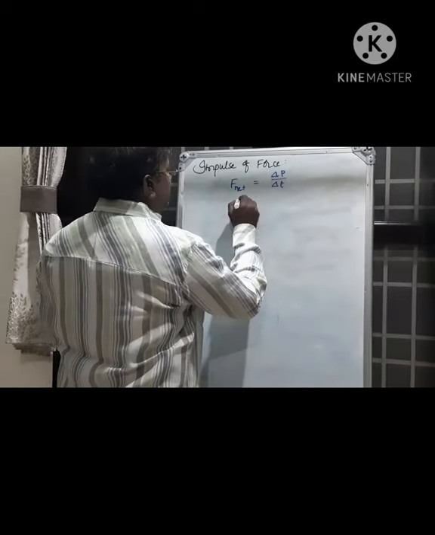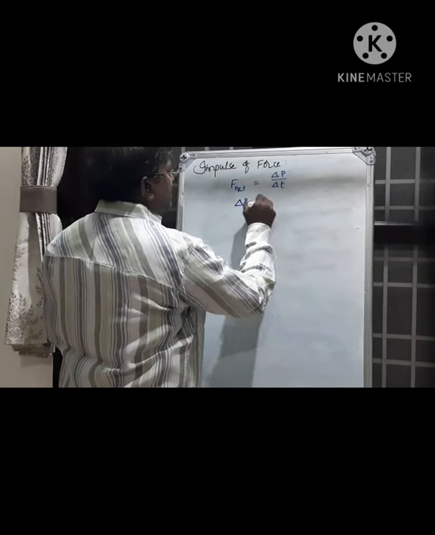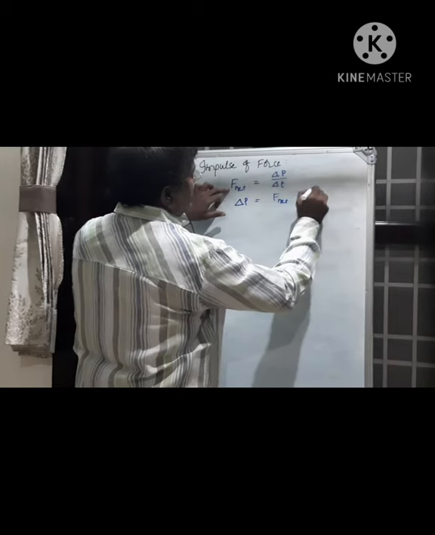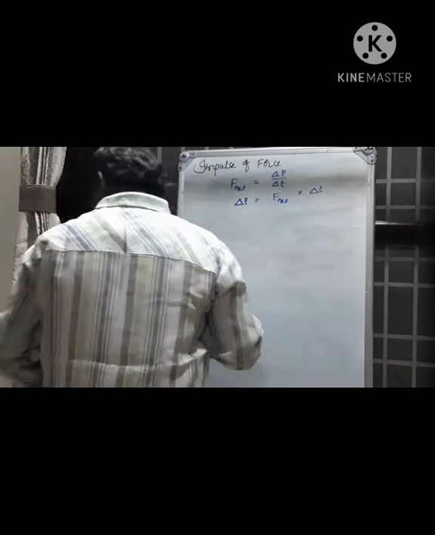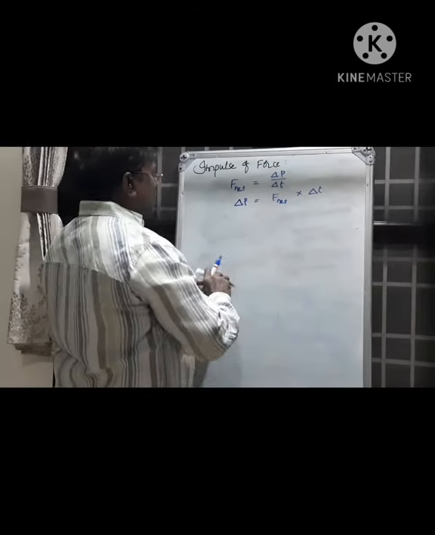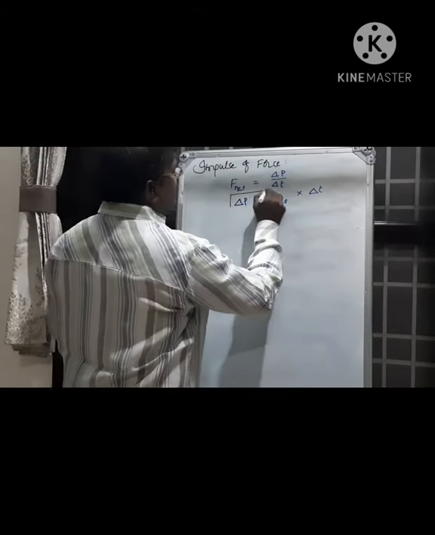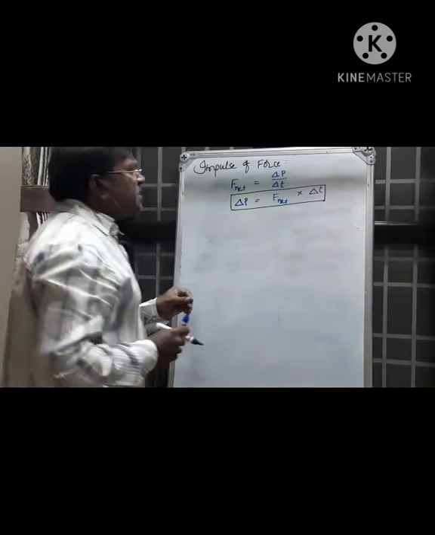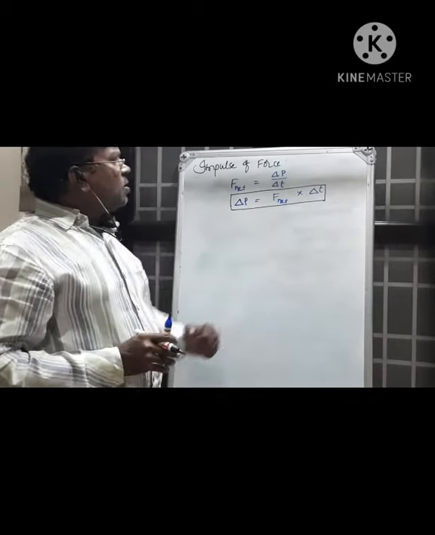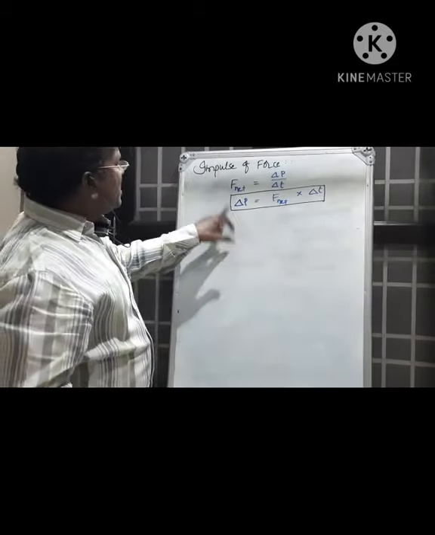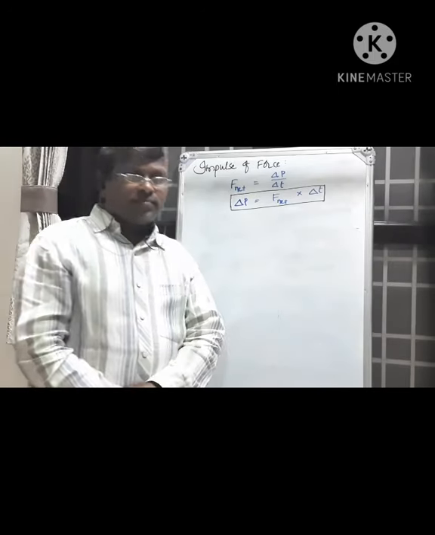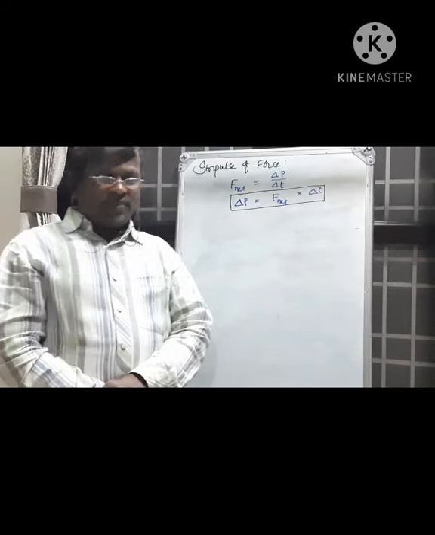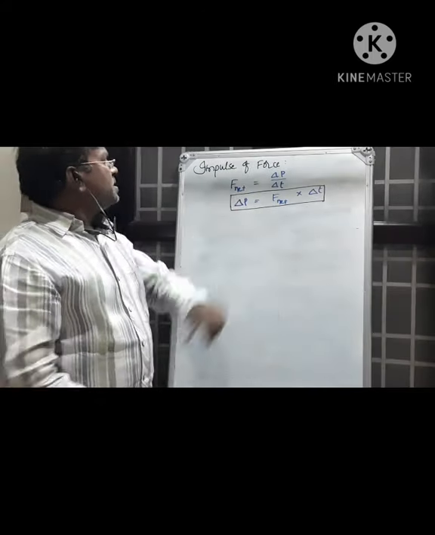Then the impulse of a body, the equation can be written as delta P is equal to F net into delta T. This is the formula for the impulse of a force, or impulse simply. So how can we define impulse in another way? One definition is: a force exerted on a body for a very short time is known as impulse.